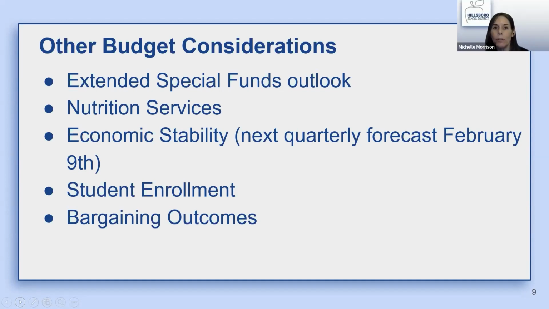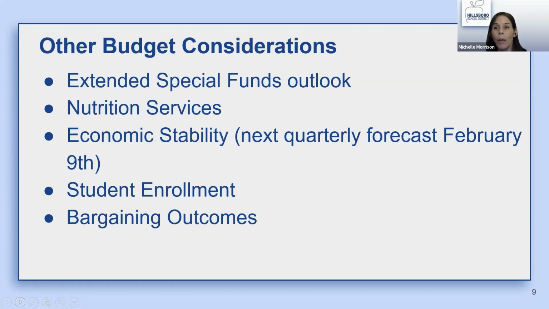Let's see here, economic stability. Our next quarterly forecast is February 9th, but currently we are still seeing an uptick in everything business-wise in the state. So we'll continue with our conservative estimates based on the information shared with us, given the economic conditions. Student enrollment is so critical to us in terms of the revenue we receive and our staffing levels. If our student enrollment is on the decline, then we need to adjust our staffing levels accordingly, and we do that. But that will look budgetarily like a decrease in revenue, so I put that here as well.